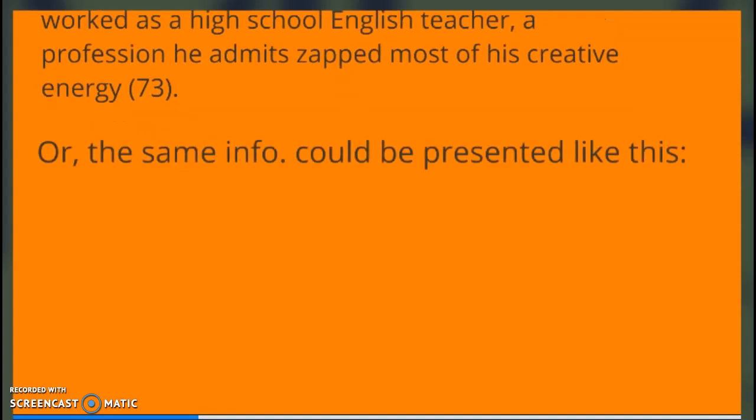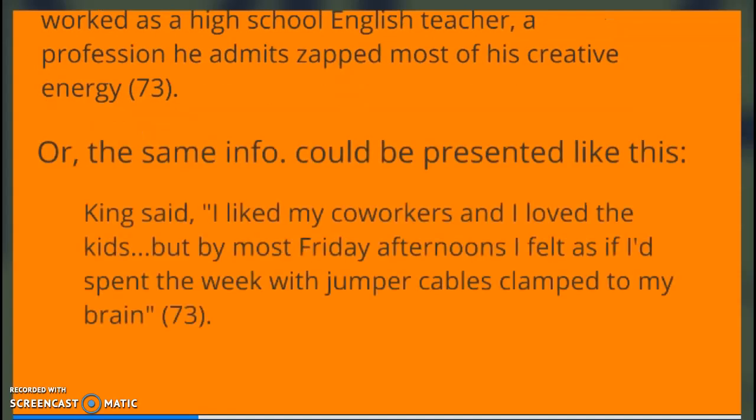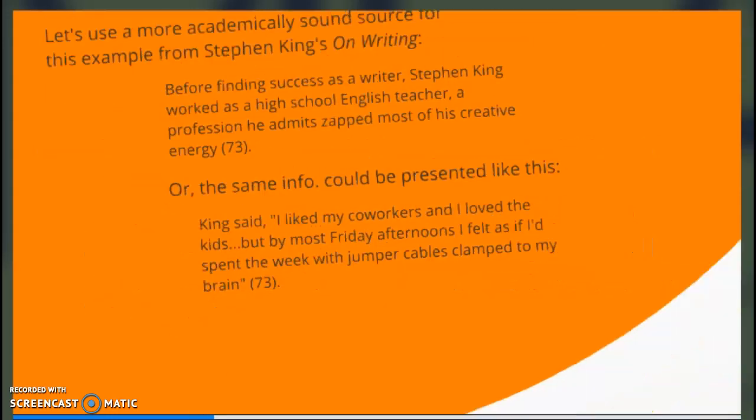Or the same info could be presented like this. King said, "I liked my coworkers and I loved the kids, but by most Friday afternoons, I felt as if I'd spent the week with jumper cables clamped to my brain." So this first example is if I paraphrase the author's ideas, I still gave a citation. The second example is me directly citing his specific words and using that same citation. So whether you give a direct quote or you paraphrase, you're still using that same citation.